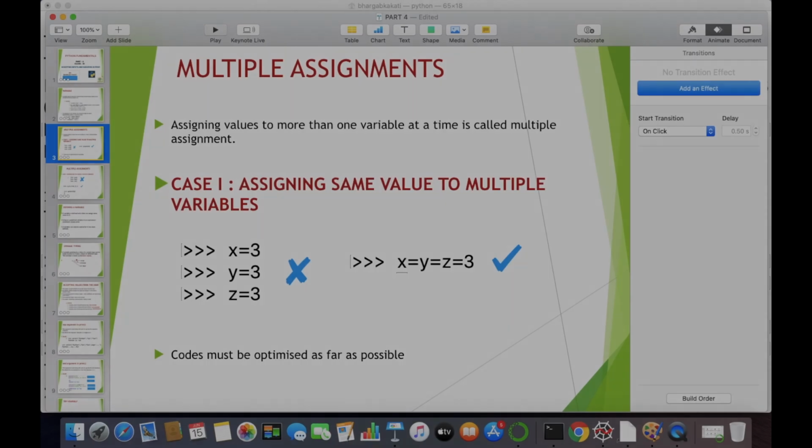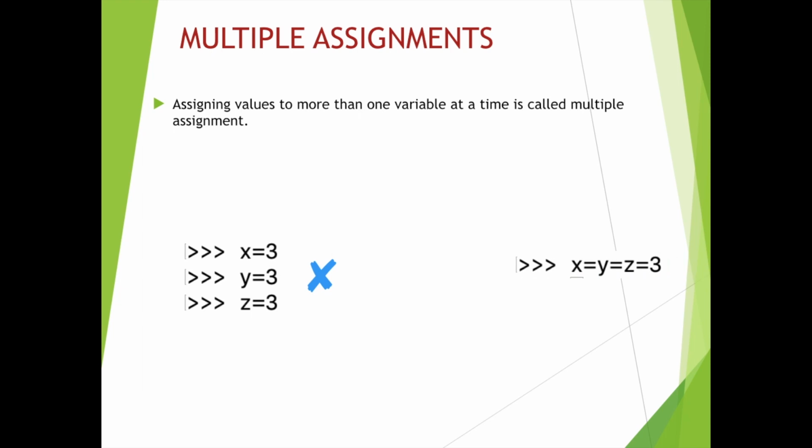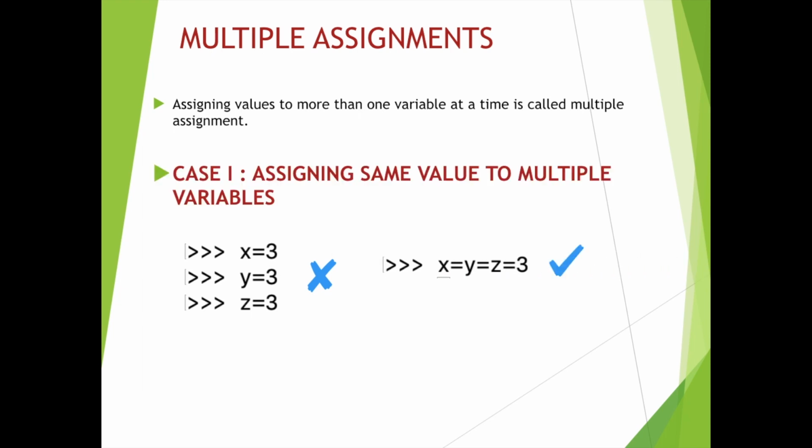One more thing should be learned here, which is that codes must be optimized as far as possible. We must try to code in the most efficient manner. So this is case 1, which is assigning the same value to multiple variables.